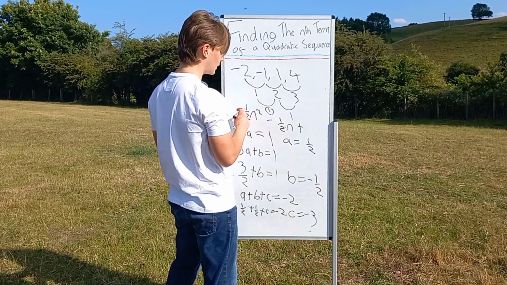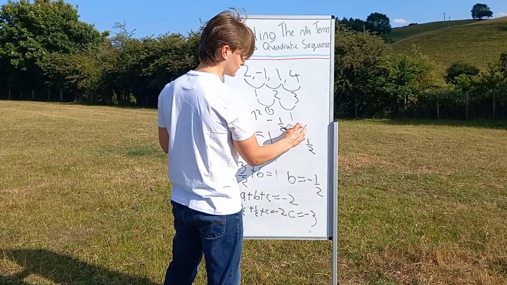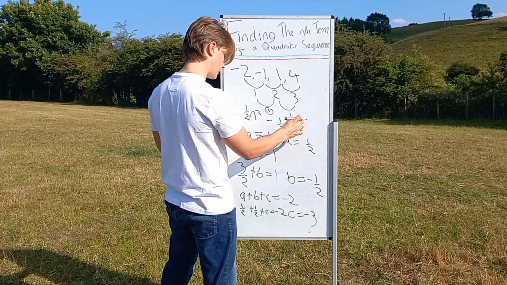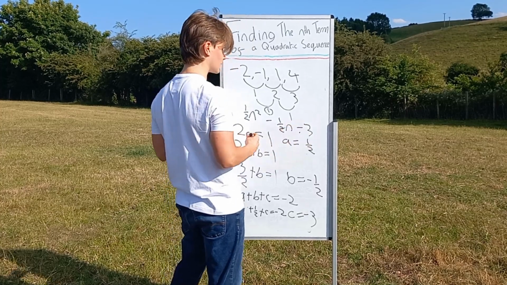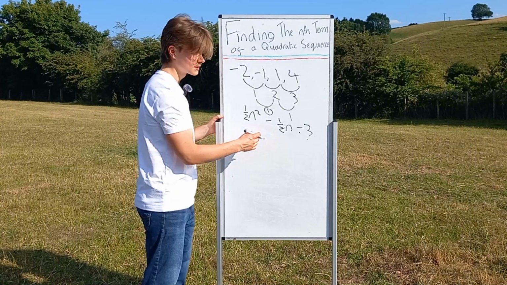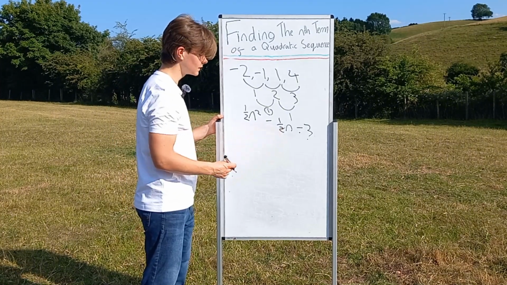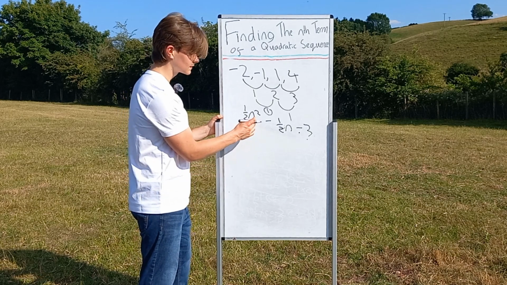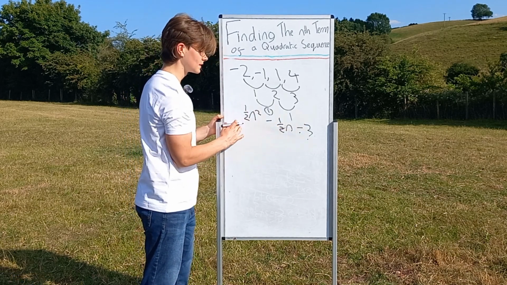So we're going to get a half n squared minus a half n, and then change that plus to minus 3. And that's going to be our expression right there for the nth term. So now we're going to find the 10th term of this expression. And all we have to do is substitute 10 anywhere you see an n in this expression.